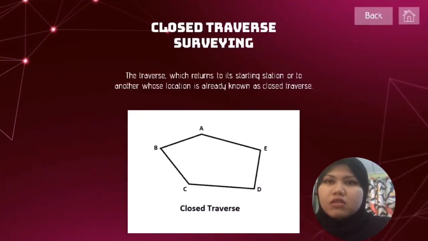For closed traverse surveying, it returns to its starting point or another location which is already known, and that is the closed traverse surveying. As you can see in the figure shown, it creates a shape because the traverse returns to its starting point. So that is why it is called closed traverse surveying.